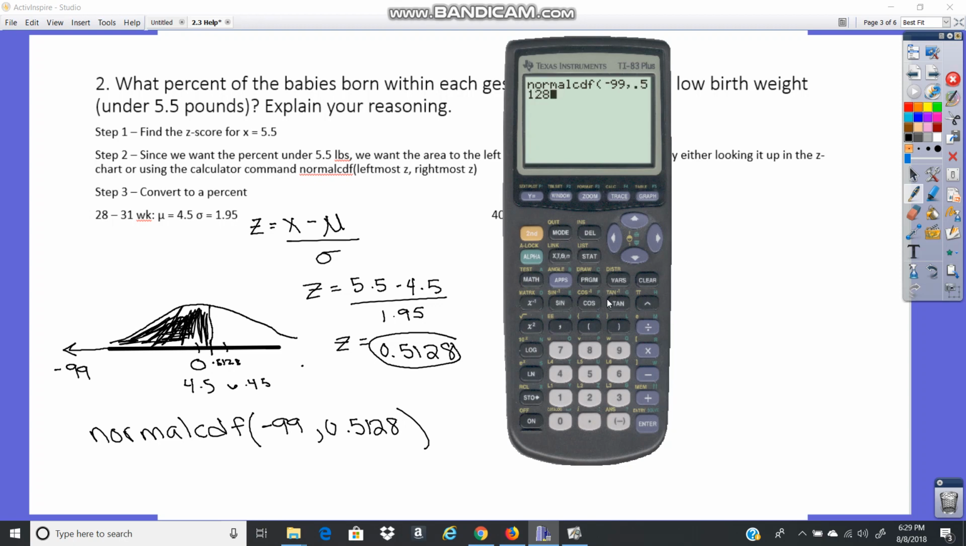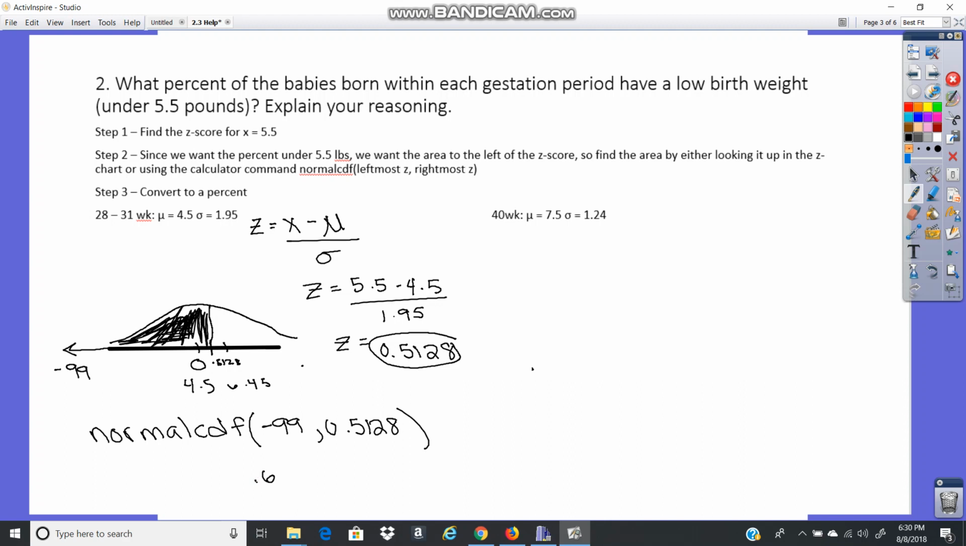I say it's always good to go 4 decimal places to get accurate readings in statistics. That gives us 0.6959, which rounds to 0.696. Now this actually wants the answer in percentage form, so I'm going to convert that. I'm just going to move the decimal 2 places over, and that's going to give me 69.6%.